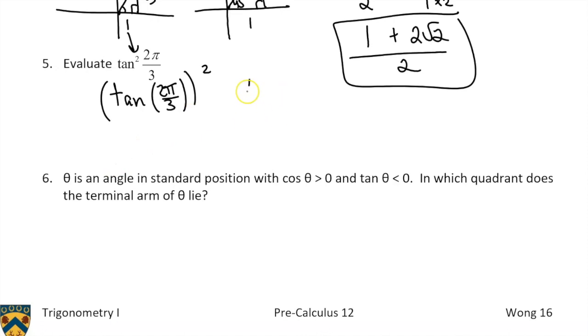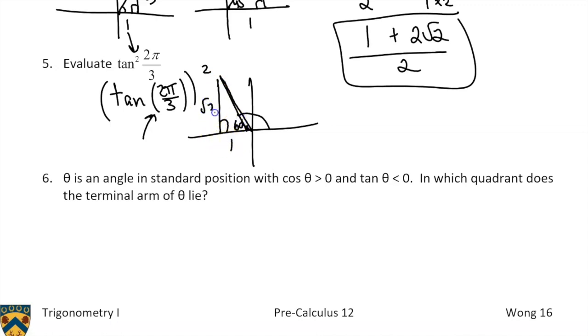2 pi over 3, you can convert that to degrees if you're still thinking in degrees. We know that pi over 3 is 60 degrees, and we have 2 of them, so we have 120 degrees. And if you're thinking in radians, regardless, we know that we're going to be somewhere just past quadrant 1 into quadrant 2. We would have a reference angle here of either pi over 3 or 60 degrees.